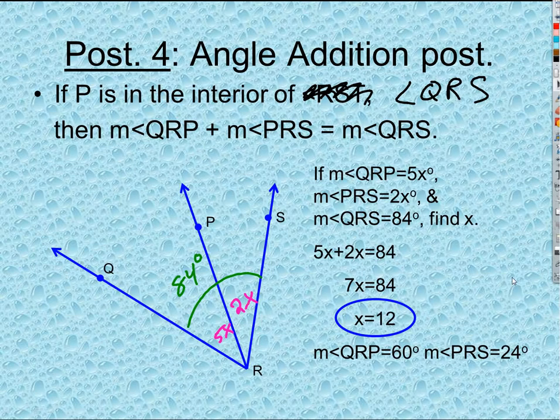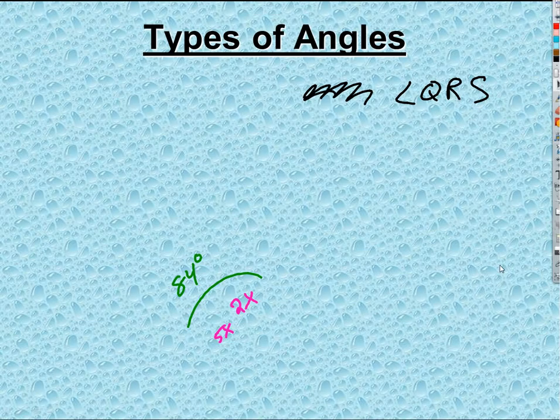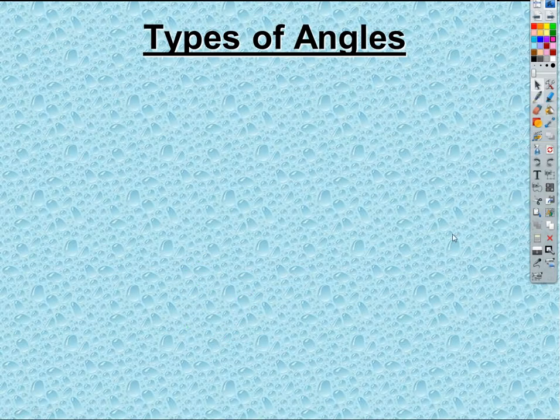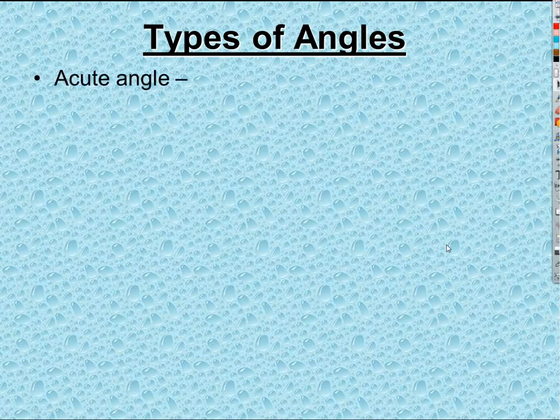Okay, good. A couple more, we're almost out of here. Types of angles, just some vocabulary. What's an acute angle? Less than 90, greater than 0. So between 0 and 90. It looks something like that.